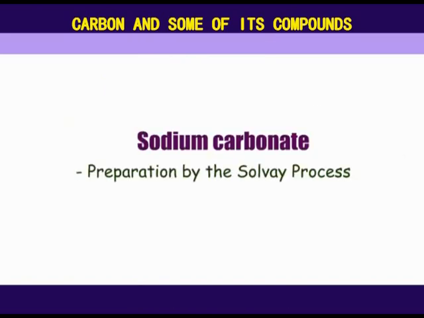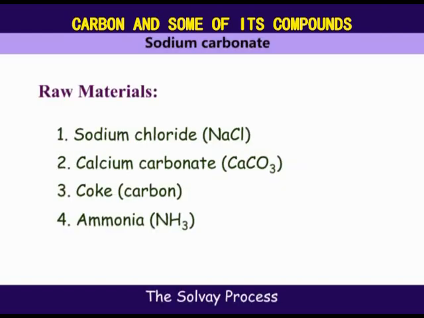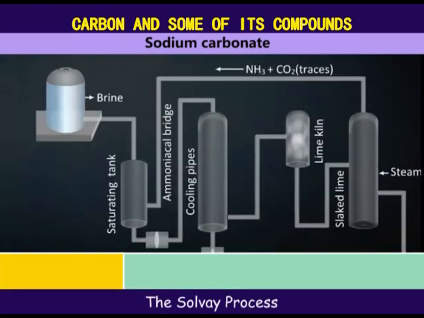The Solvay process. In places where trona is not available, sodium carbonate and sodium hydrogen carbonate are manufactured by the Solvay process. The raw materials for this process are sodium chloride, calcium carbonate, coke, and ammonia. These raw materials are readily available and cheap. This is the plant system used in the Solvay process.